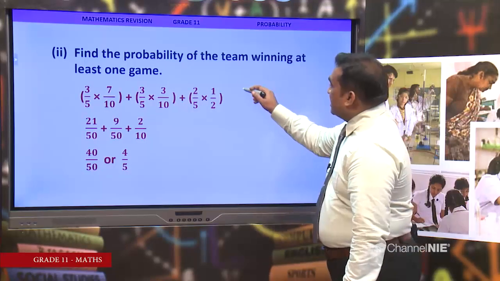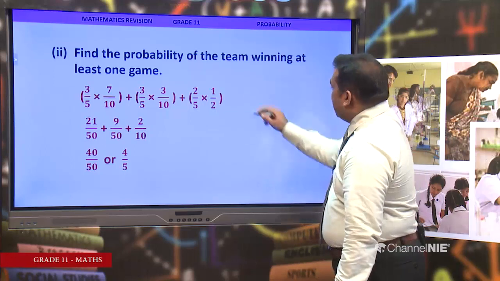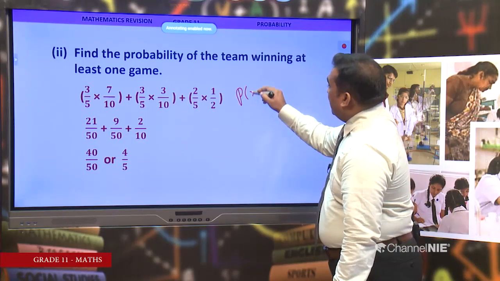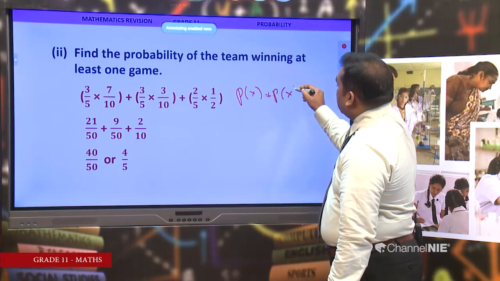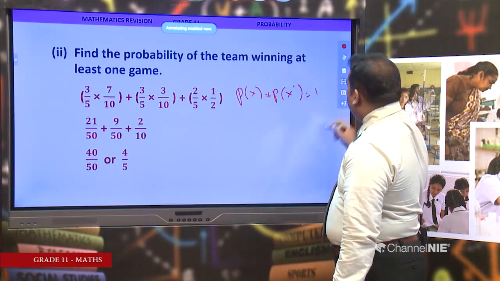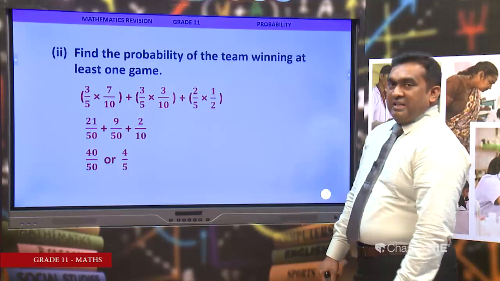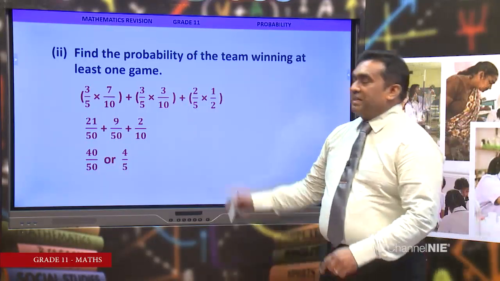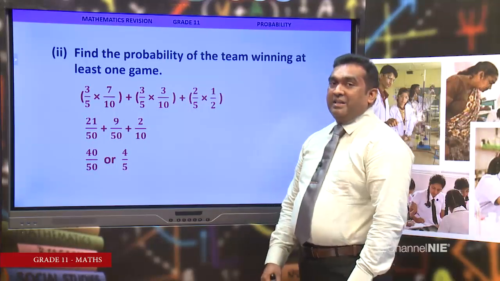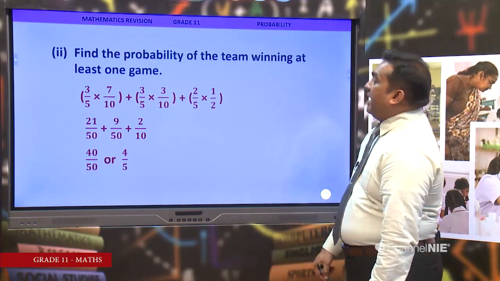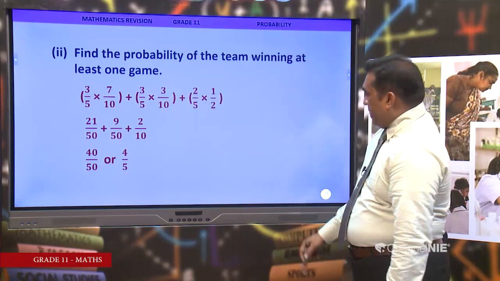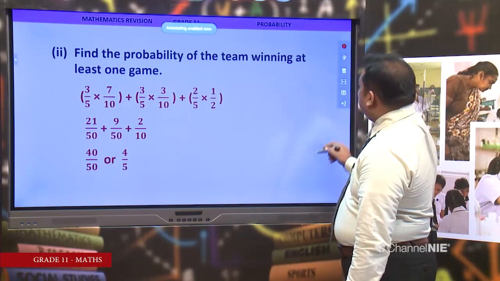If you consider two events like this, probability of x plus probability of complement of x is equal to 1. Using that relation also you can consider the probability of the team winning at least one game. Okay.